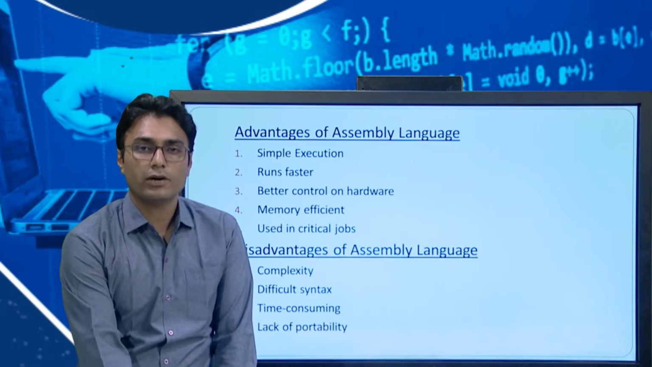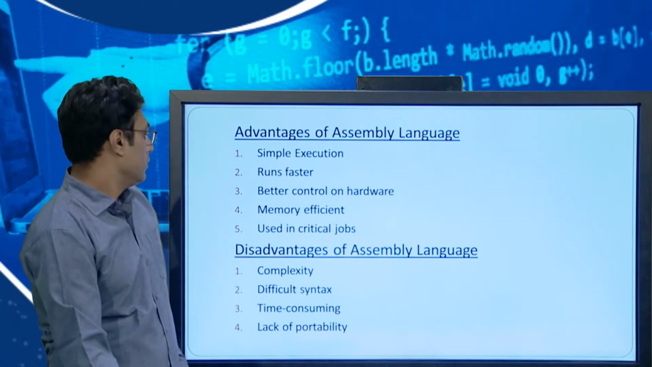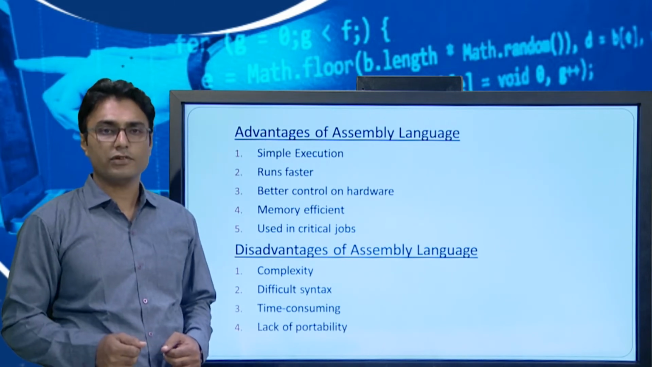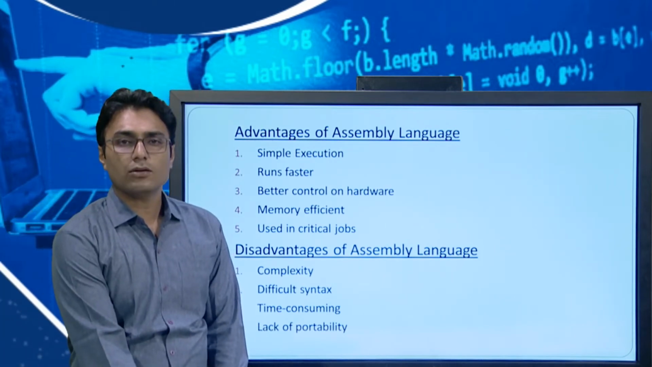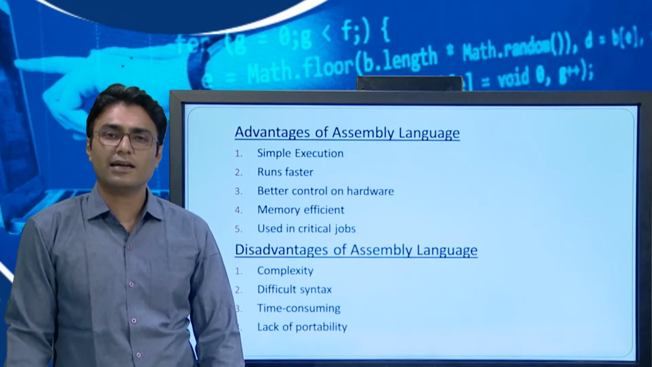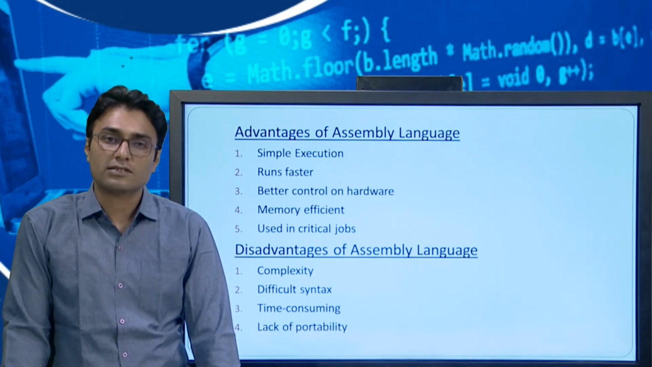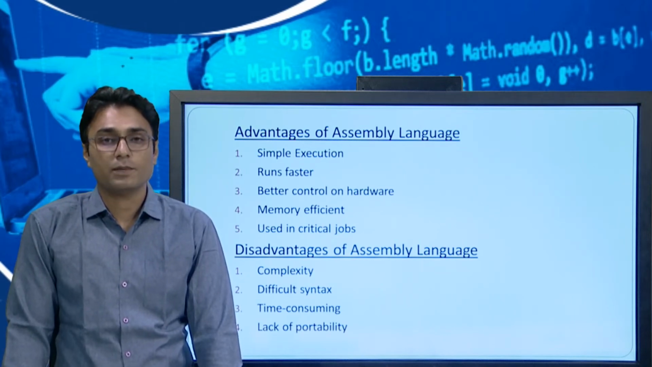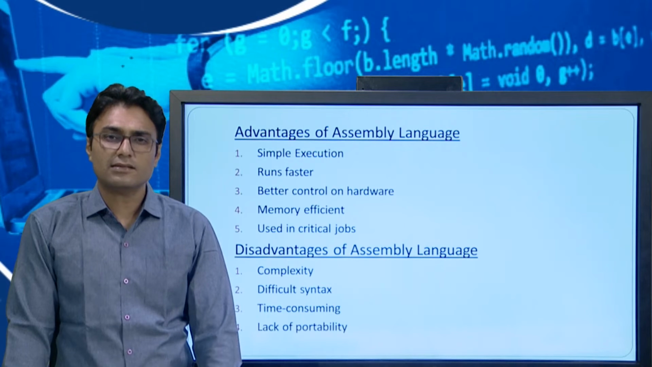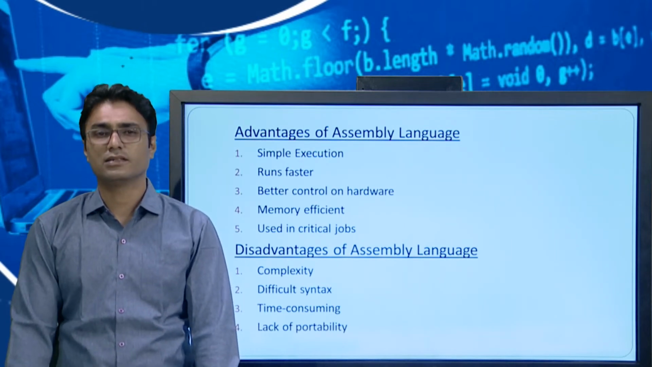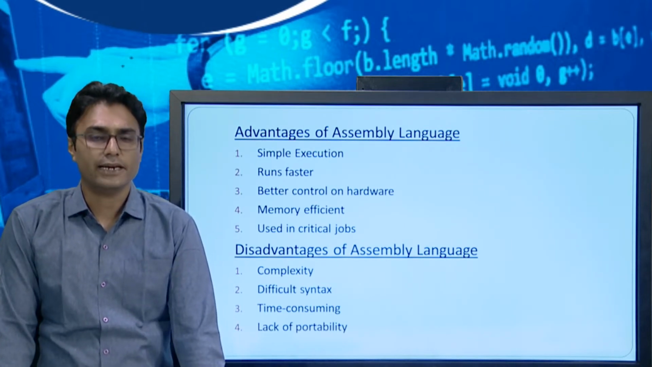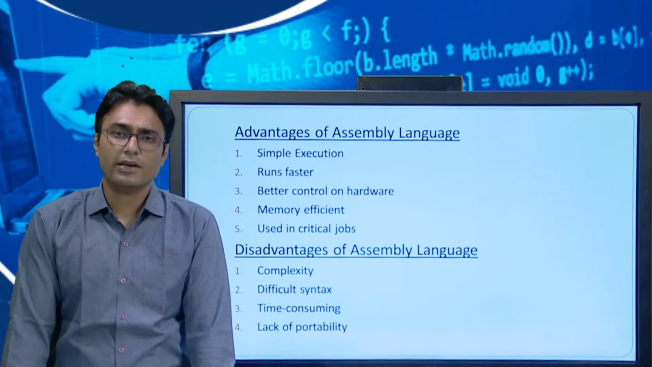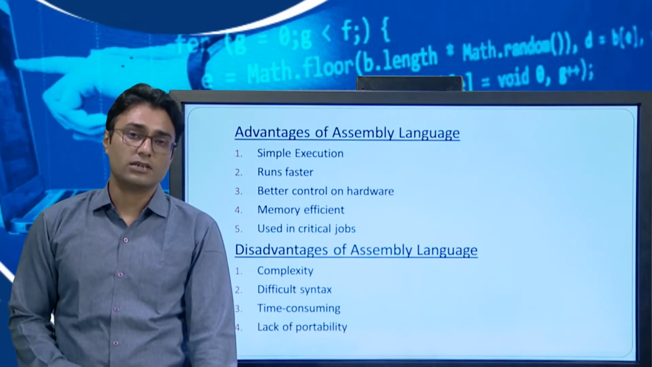Then the fourth one is memory efficient. So let's discuss memory efficiency. When you write code in assembly language, the commands are understood directly by the processor of the system, right? So this allows the program to take less memory space. Also, most instructions in assembly language deal with registers, which are used to store the data. Actually, these registers allow you to retrieve data easily, which makes assembly language memory efficient, right?